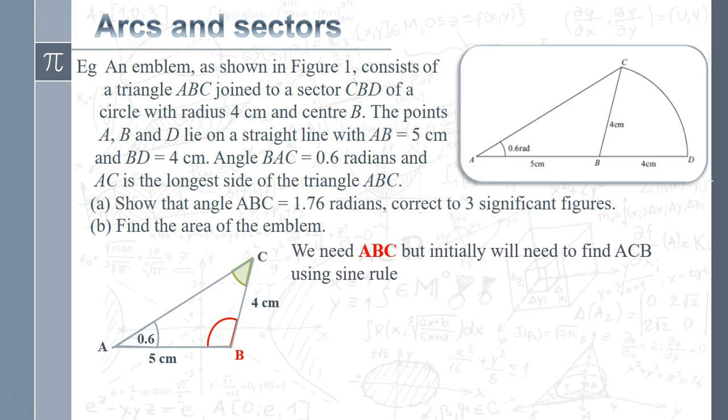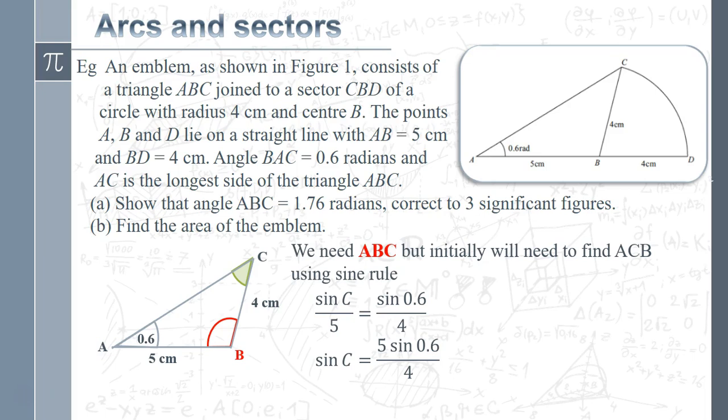So sine rule, we need to find an angle, so let's put the angles on the top. So sine C over 5 is sine 0.6 over 4. Making sure, of course, that your calculator is in radians. Bit of rearranging, sine C equals 5 sine 0.6 over 4.